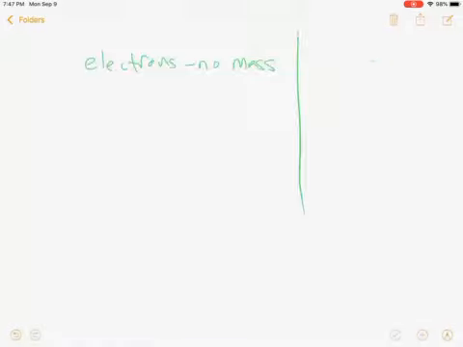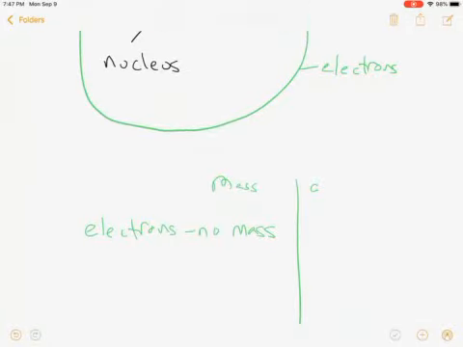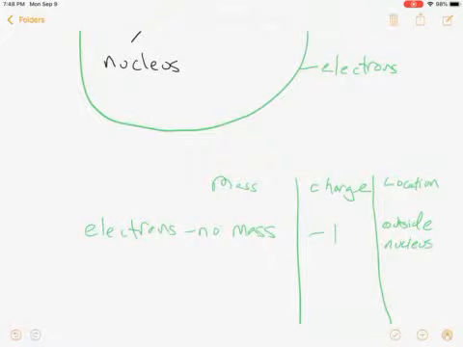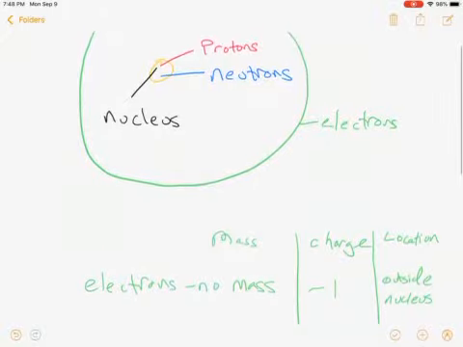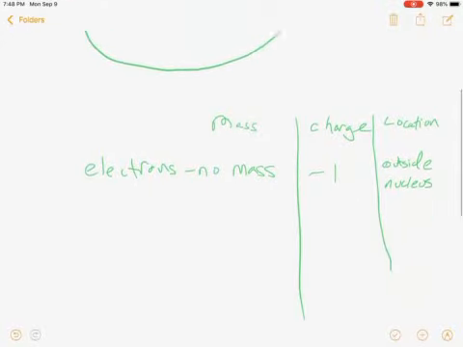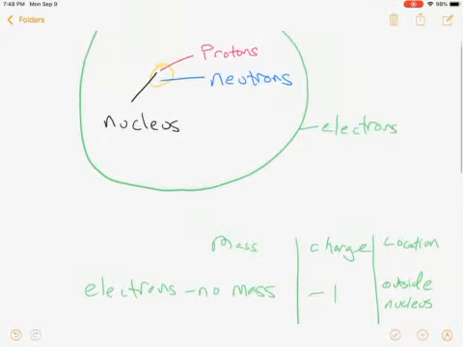Now we're going to do charge. The charge on an electron is -1. And the last thing we're going to add to this column is a location. The location for electrons is going to be outside our nucleus. The next one for our little table will of course be protons.